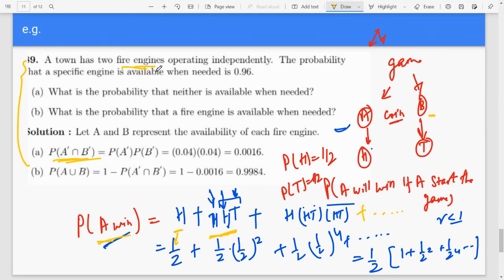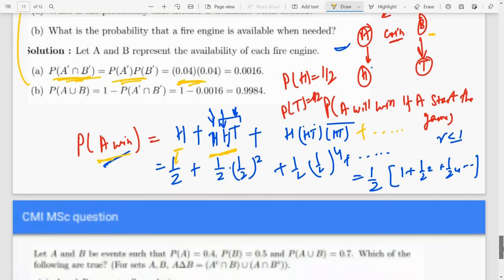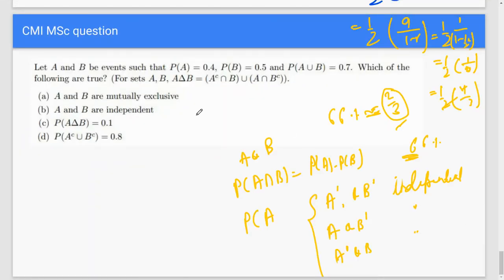This is how it is used. If it's written that A and B are independent events, and we need to find A complement intersection B complement, then since A and B are independent, these two are also independent. And since the probabilities are given, that's how we find it. So these theorems are also there.